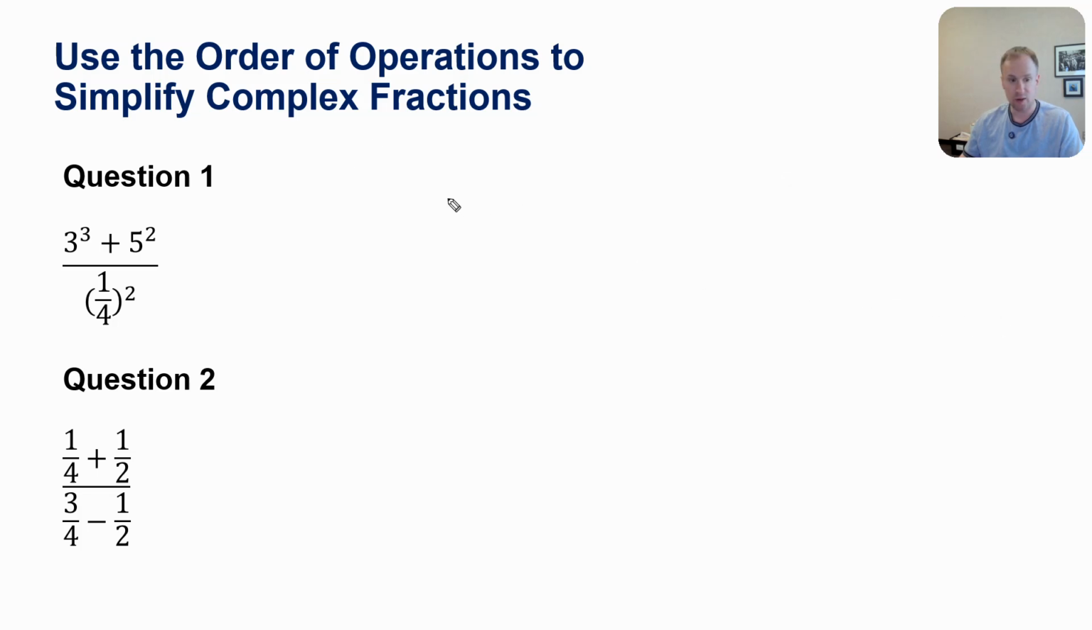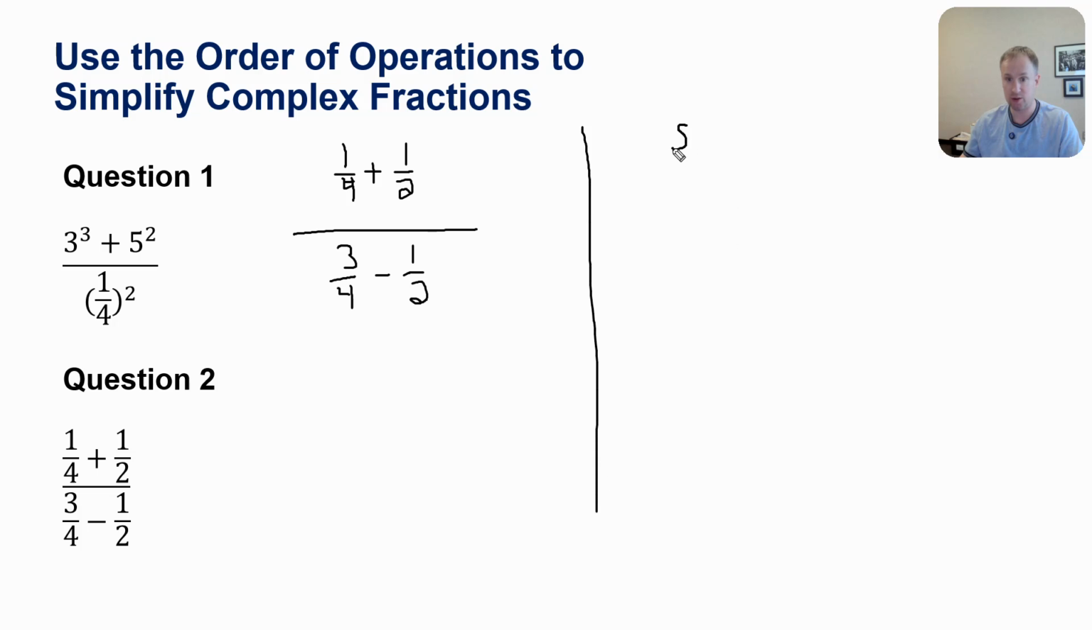Now let's take a look at question 2. So rewriting the problem, we have 1/4 plus 1/2. That's the numerator part of a complex fraction, where we then in the bottom have 3/4 minus 1/2. So what we're basically doing is we need to simplify the numerator and then simplify the denominator part of that problem. So I'm going to go over here and draw the scratch work side of the page now again.